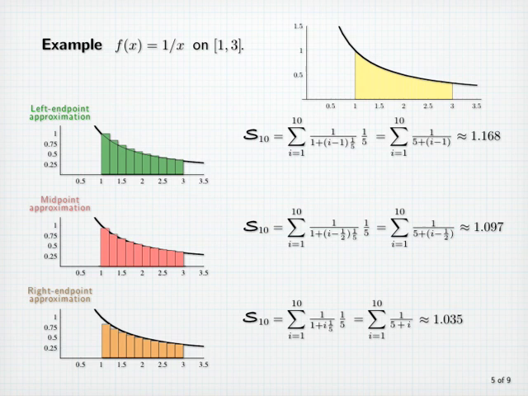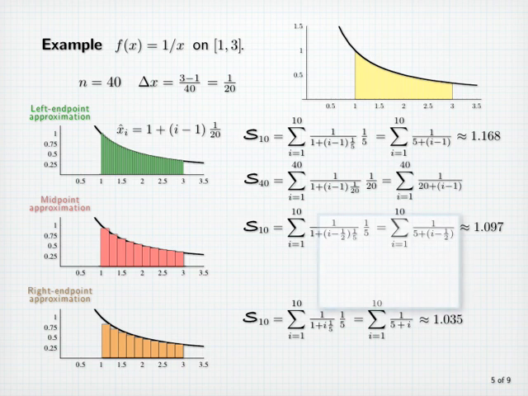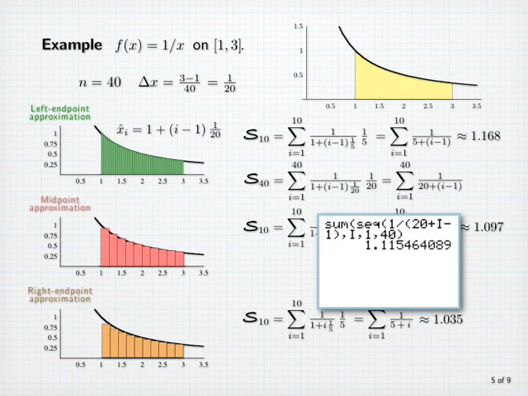Now let's do this again with n equals 40. Here delta x will be (3 minus 1) divided by 40, which is 2 over 40, or 1/20. For the left endpoint approximation, x hat sub i will be 1 plus (i minus 1) times 1/20, and S40 is the sum from i equals 1 to 40 of 1 over x hat sub i times 1/20. We simplify as before, and we go to the calculator, compute the sum, and find that it's roughly 1.115.